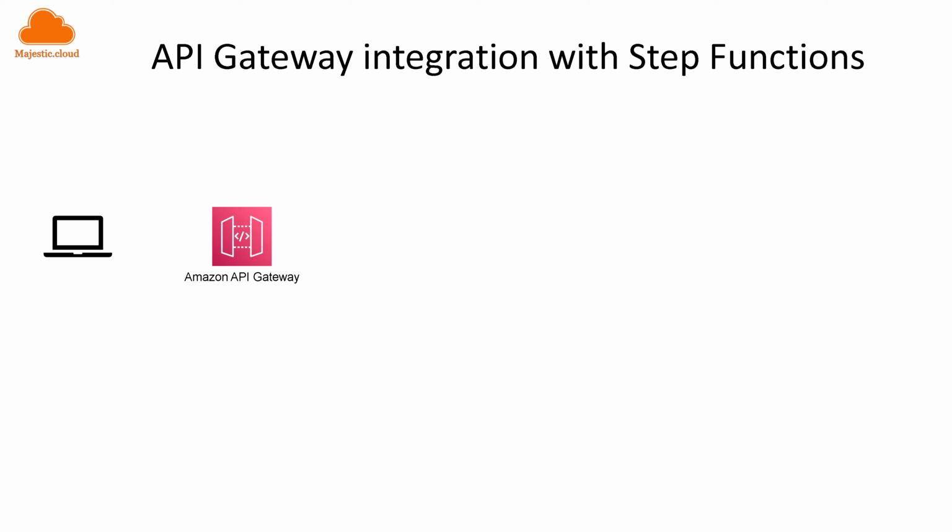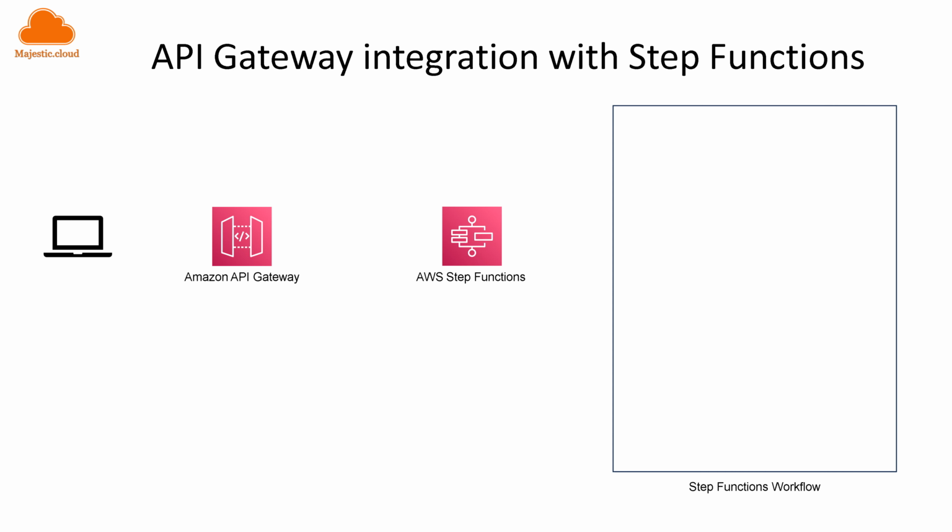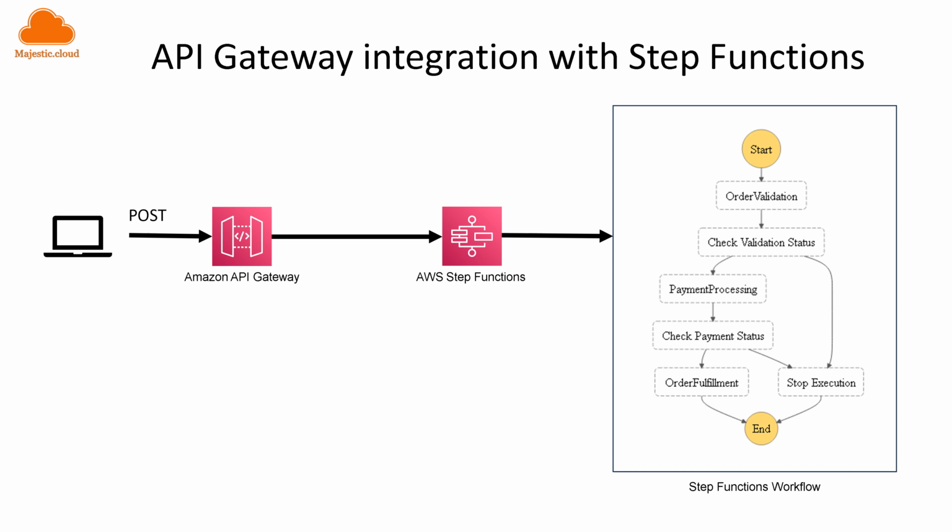And you can do that through Amazon API Gateway, which will be in front of the Step Functions workflow. This would work by sending, for example, a POST request to Amazon API Gateway endpoints. Then API Gateway would directly invoke the Step Functions service and execute the workflow. In this case, we are going to have a simple workflow for processing an order. It will validate the order, process the payment, and then start the order fulfillment.